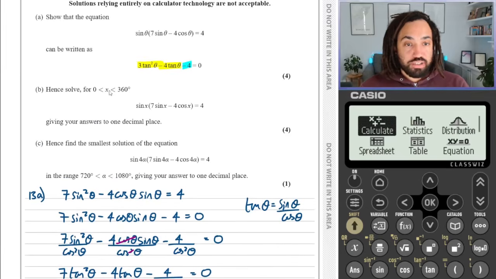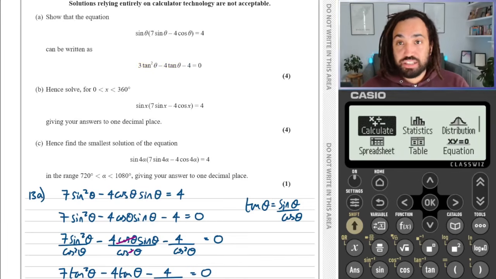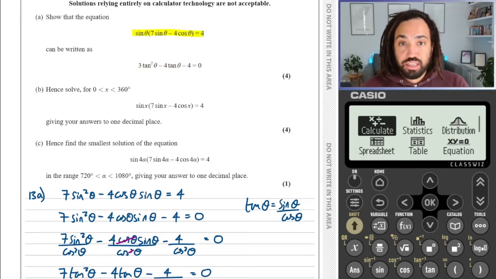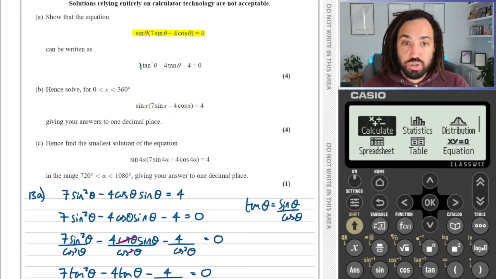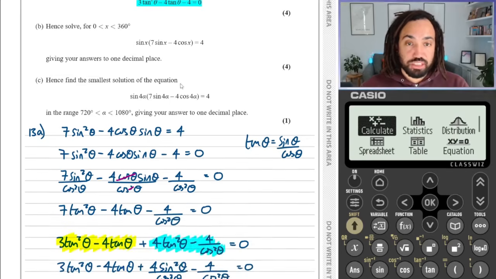And then it says, hence solve for x between 0 and 360. So let's see the comparison. Well, in fact, it's exactly the same, isn't it? This equation here is exactly the same as this equation. The only difference is we've swapped out theta for x. So if we want to solve this yellow one at the top, we can instead just solve this one, because it's the exact same equation. We just swap the theta for x, and remember the range is between 0 and 360.